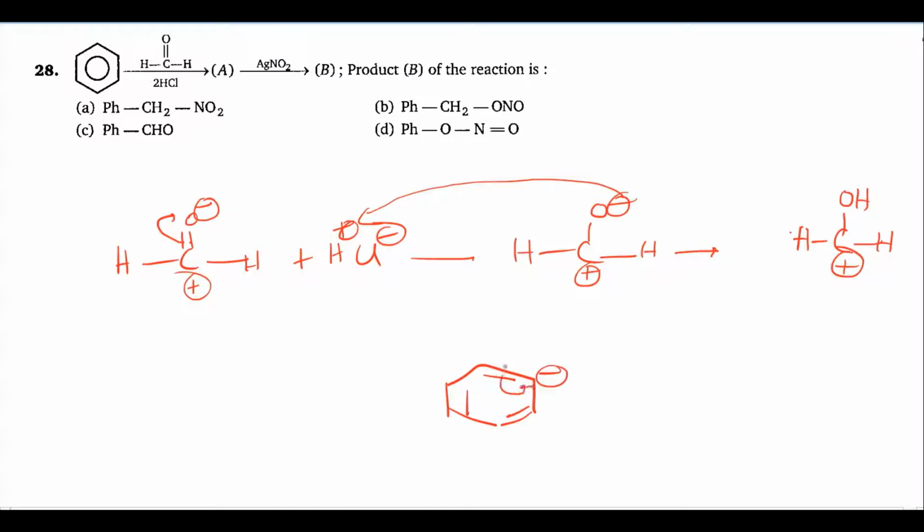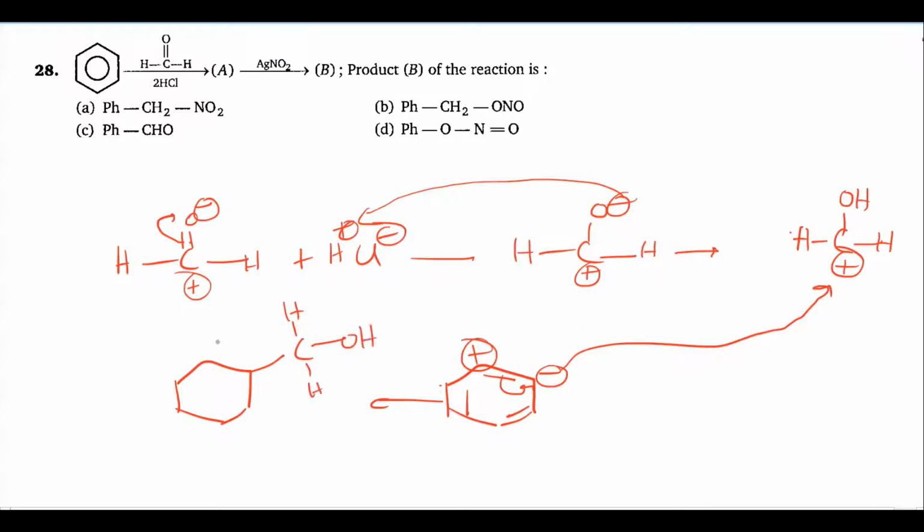Bond breaking like this, negative and positive. So this is the negative charge attacking here. After that, what will happen? I hope you are understanding. This is the question. Then you are going to get CH2OH, and here a positive charge on the ring.